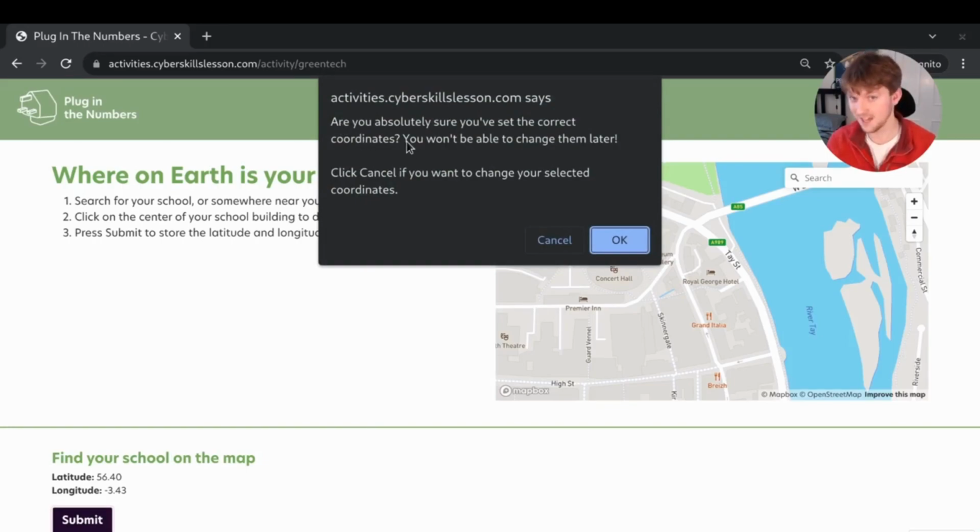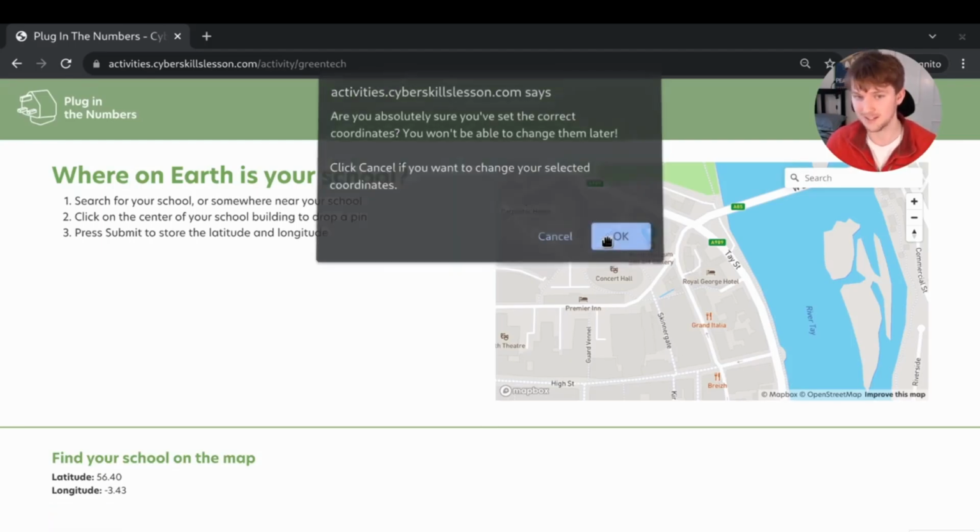So yeah, once again, it's important we get this right because we could calculate the amount of energy we could generate for something different. But if we want to do a school, it's important we select our school.